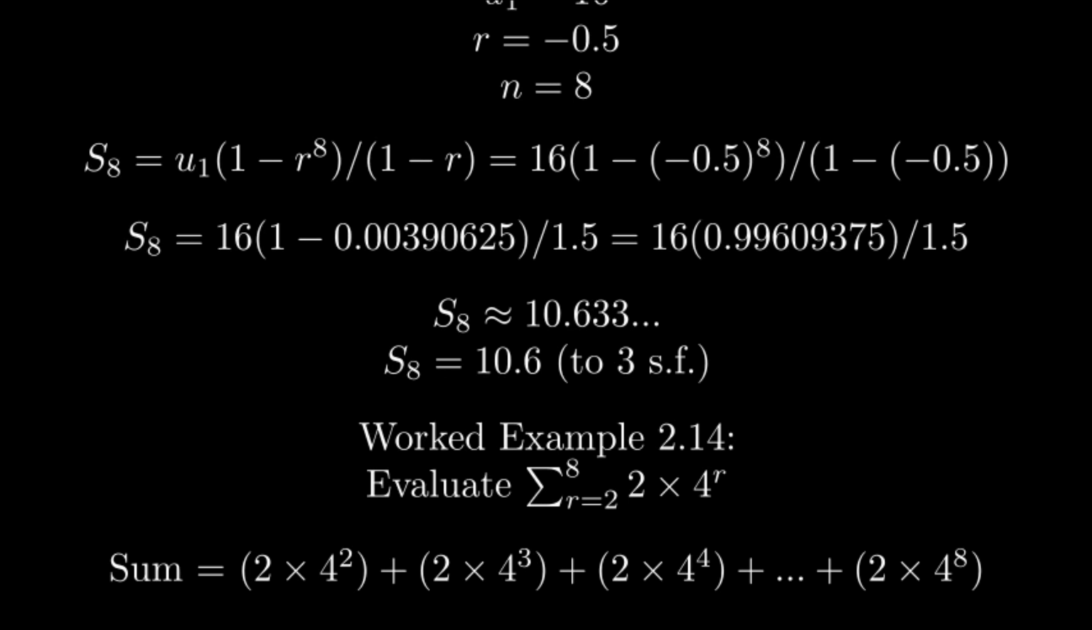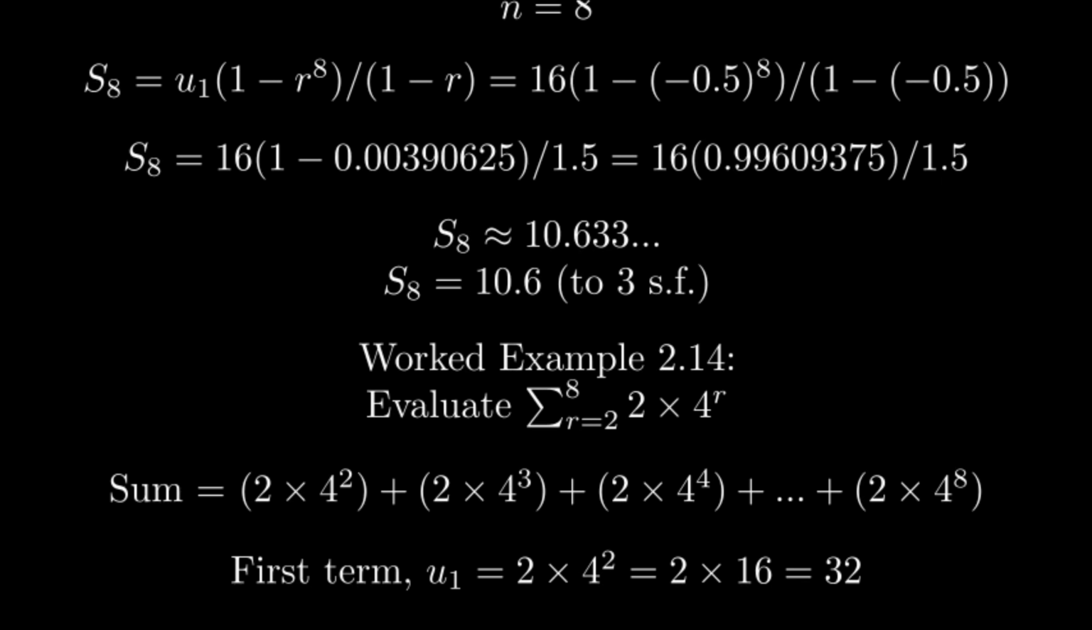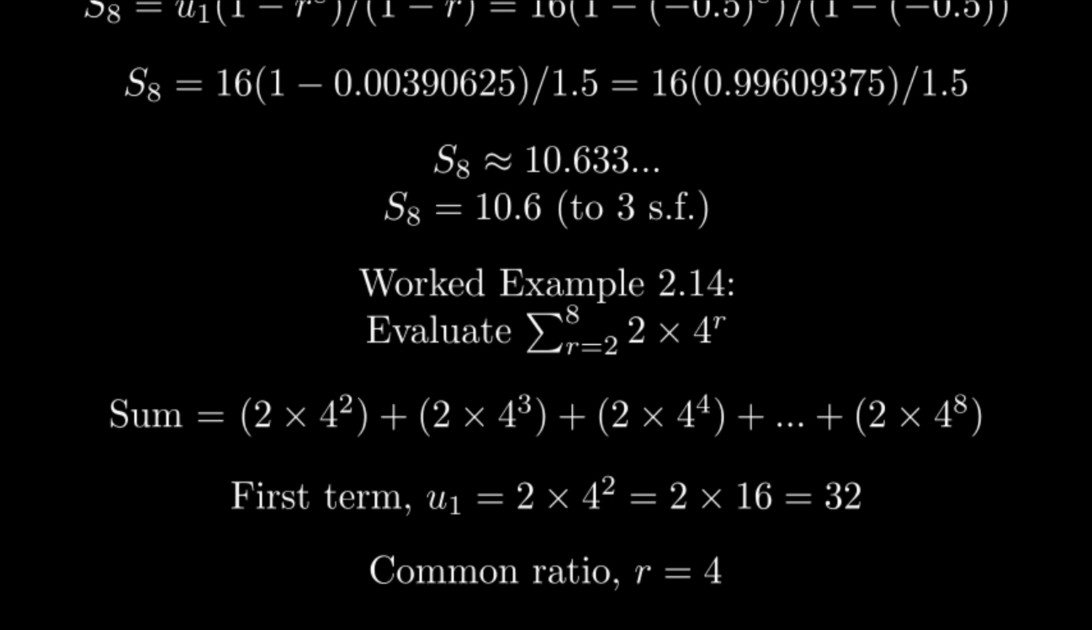This is a geometric series. To use our formula, we need to identify the first term, the common ratio, and the number of terms. This is the most important part of solving these problems. The first term of our sum, which we call u sub 1, is the value when the index r is 2. So u sub 1 is 2 times 4 squared, which is 32. The common ratio is the base of the exponent, which is what we multiply by each time. In this case, the common ratio is 4.